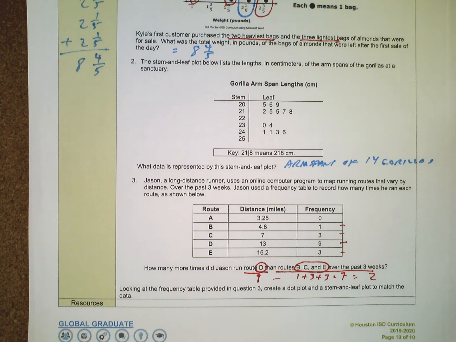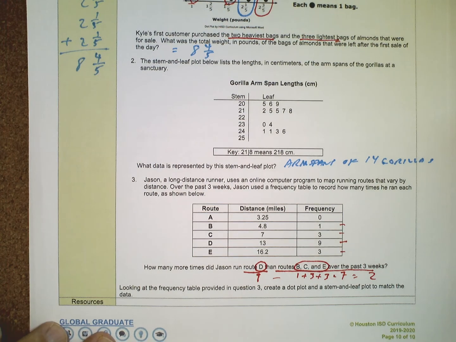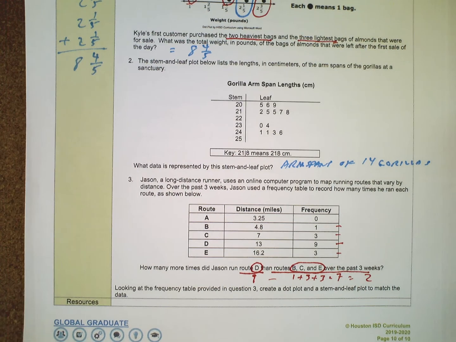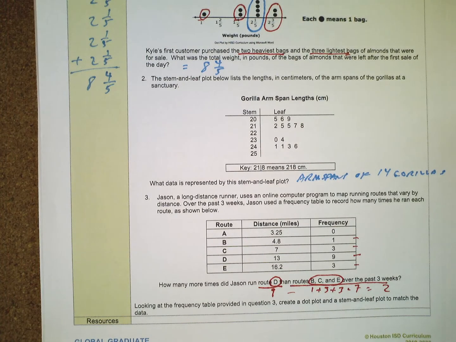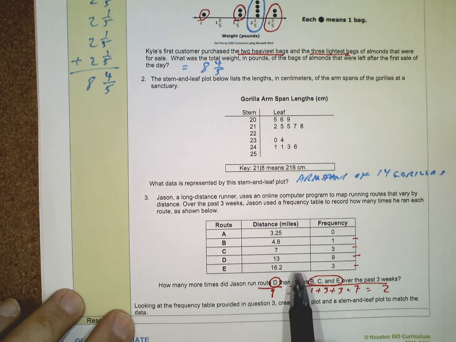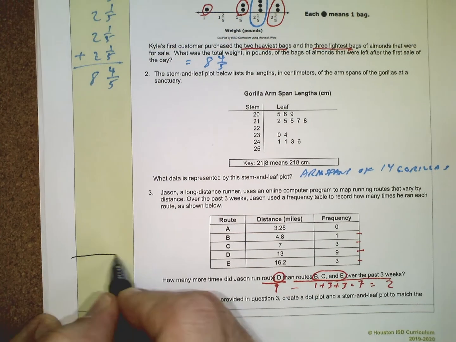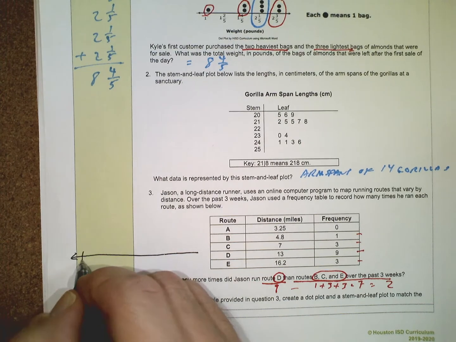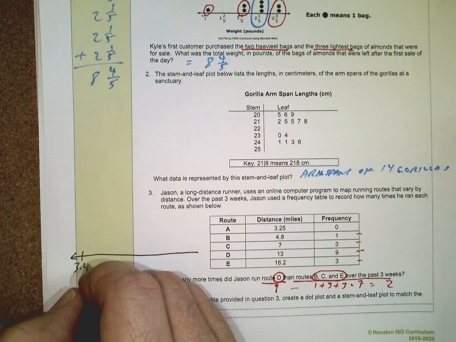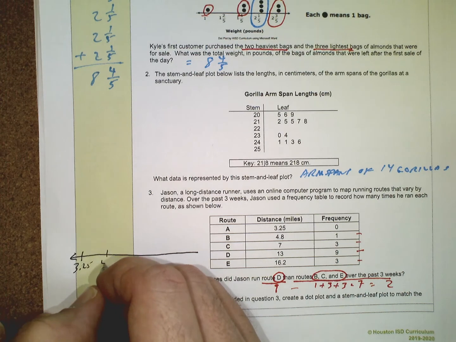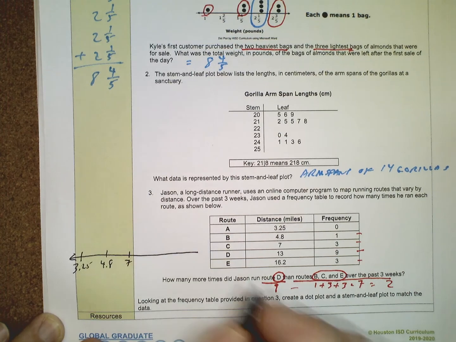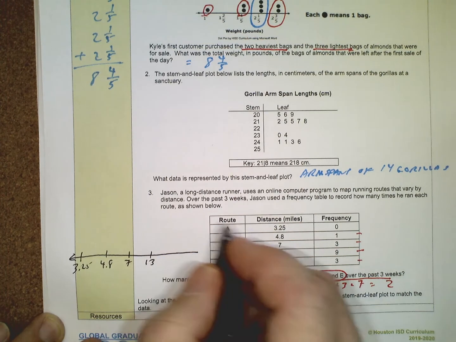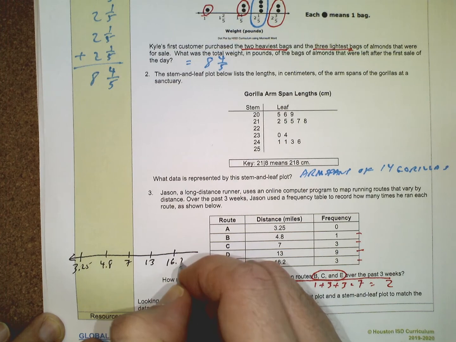Okay. And then it says, looking at the frequency table provided in question 3, create a dot plot and a stem and leaf plot to match the data. Okay, we can do that here. Let's look at our dot plot first, I guess. Okay, dot plot, first point we have is 3 and 25 hundredths. Then we have 4 and 8 tenths. Excuse me. 7, 13, and 16 and 2 tenths.